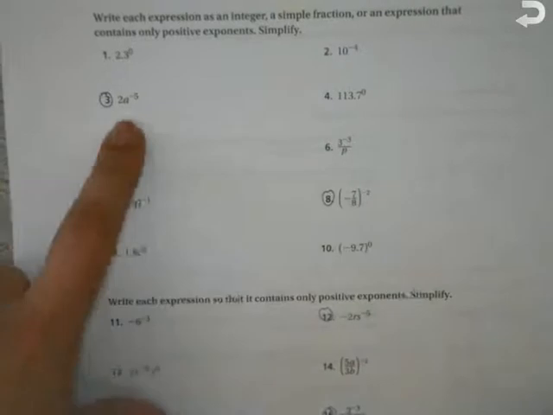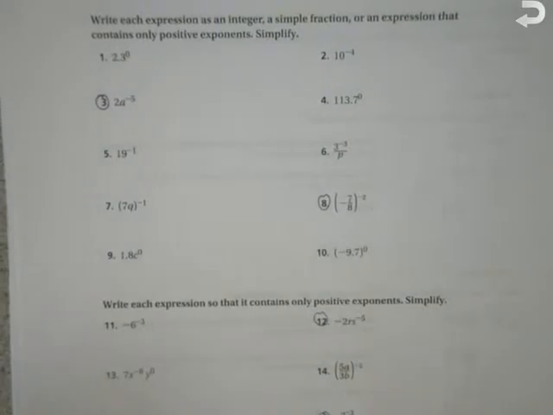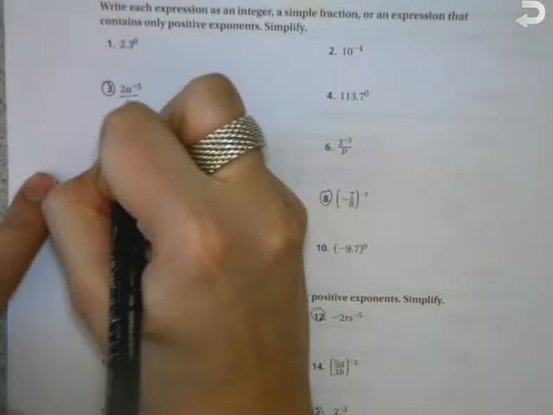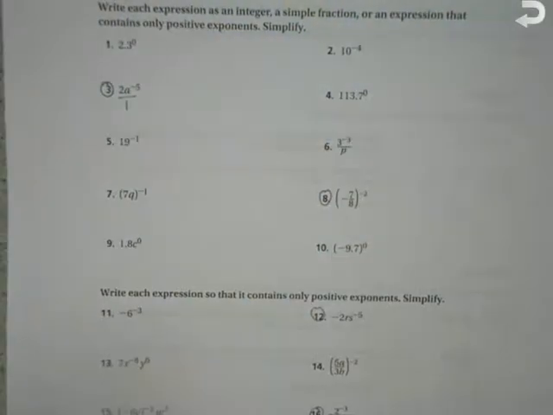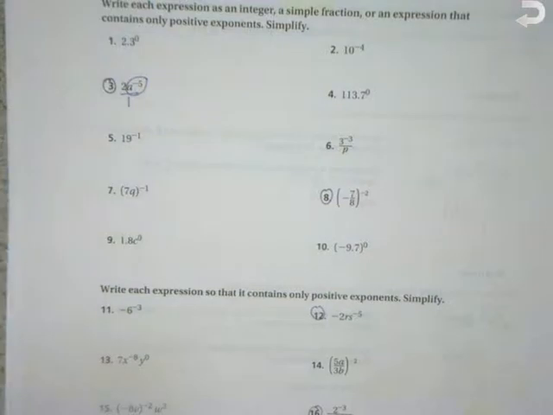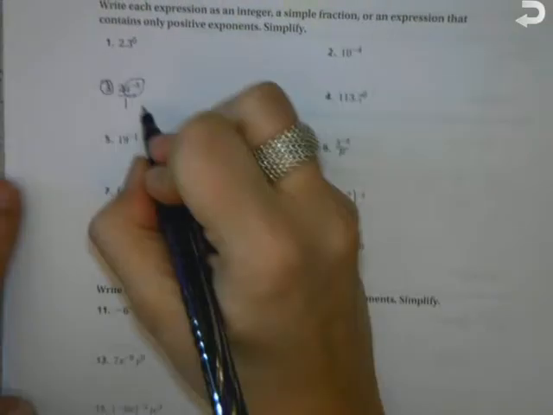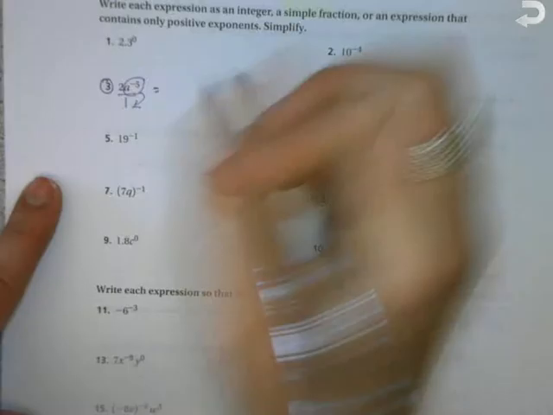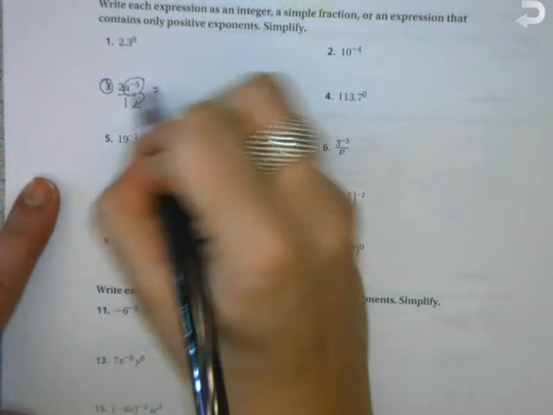2a to the negative 5, which, first of all, before we even start, I'm going to put the whole thing over 1. So I want to make it a fraction. Which term has the negative exponent? Just the a. So I circle a to the negative 5, and that means I'm going to move it down. So on top, I still have 2 over 1 times a to the 5th, so I'm just going to write it as a to the 5th. And that's your answer.